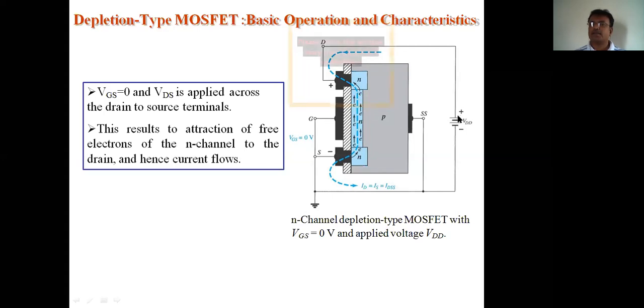Now come back to the positive terminal of the battery. The positive terminal of the battery is connected to the drain terminal. The positive terminal will definitely attract the electrons which are present in the drain region, or which are moving towards the drain region. It attracts, so more and more electrons will reach from source to the drain region. Again, they go back to the positive terminal of the battery. From the negative terminal of the battery, electrons will come.